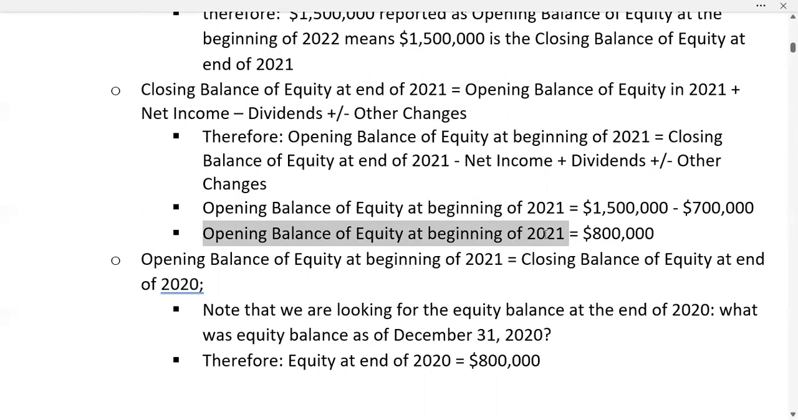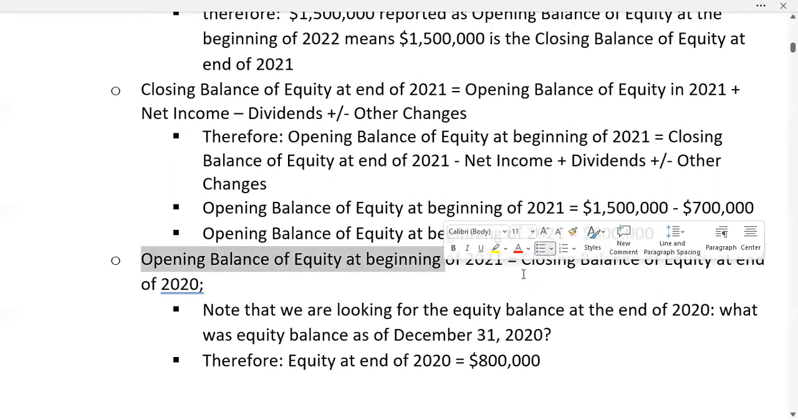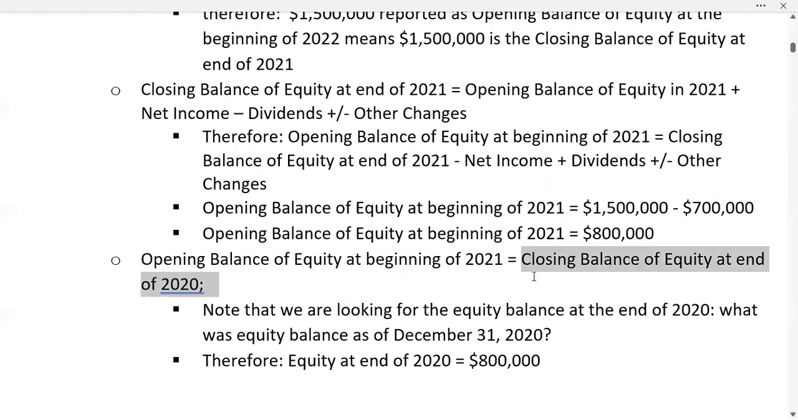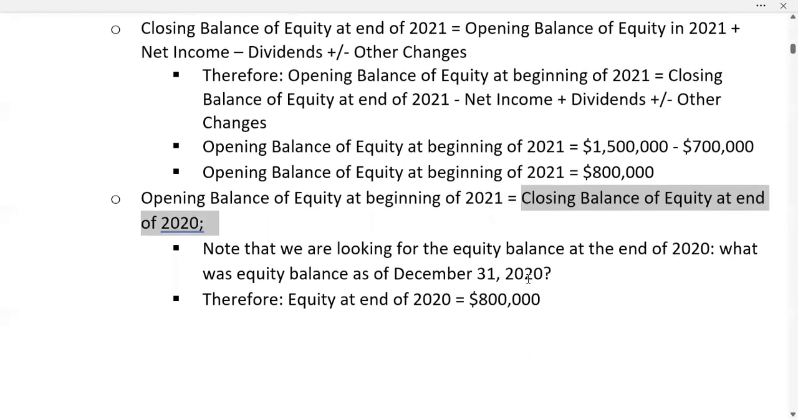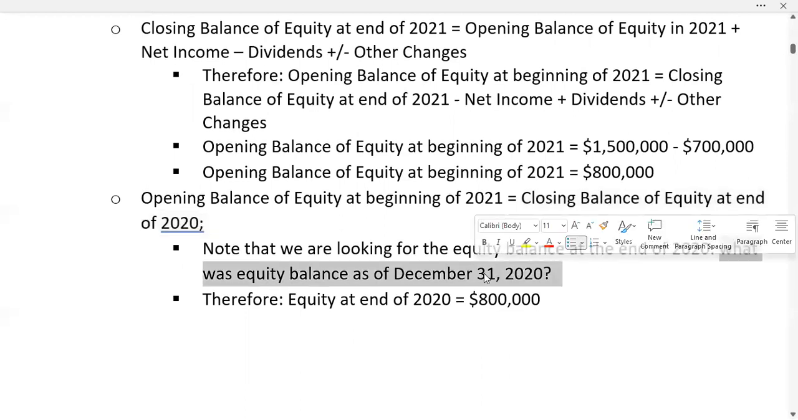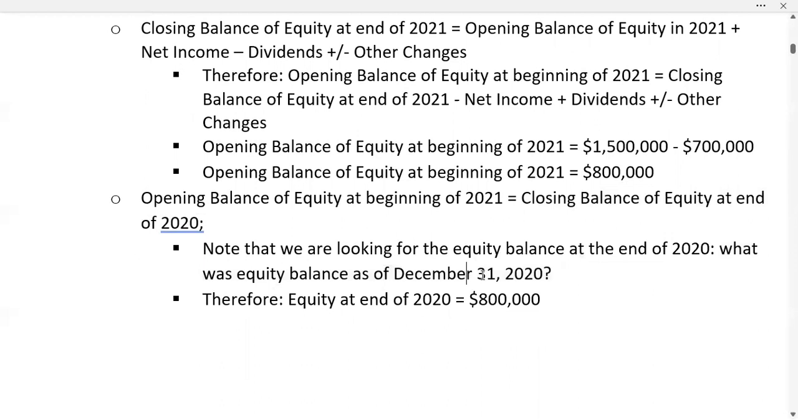So remember that the opening balance of the current year is equal to the closing balance of the previous year, which means that the opening balance at the beginning of 2021 is equal to the closing balance at the end of 2020. So remember the question for this particular scenario is what was the equity balance as of December 31, 2020. So the answer there is the equity at the end of 2020 is equal to $800,000.